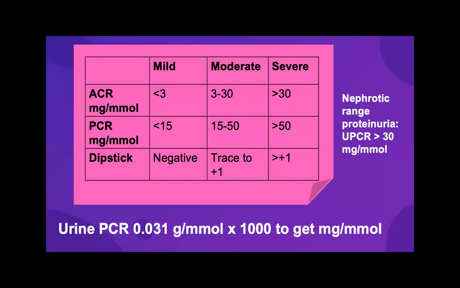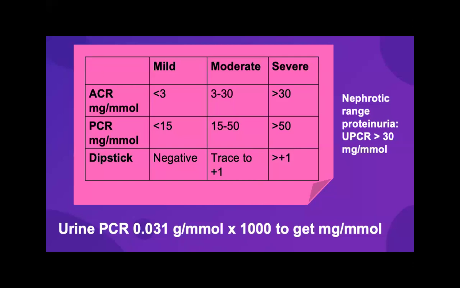Here you can see how we classify the severity of the increase in albumin or proteinuria into mild, moderate, and severe. It's important to note that on NHLS, when you get your urine PCR, it will be reported in grams per millimole. And so you need to correct the units if you're going to interpret it based on KDIGO guidelines. And so here, for example, our patient had a UPCR of 0.031 grams per millimole. So we need to multiply that by 1,000, which gives us 31 milligrams per millimole, which would fall under the moderately increased section in the UPCR.